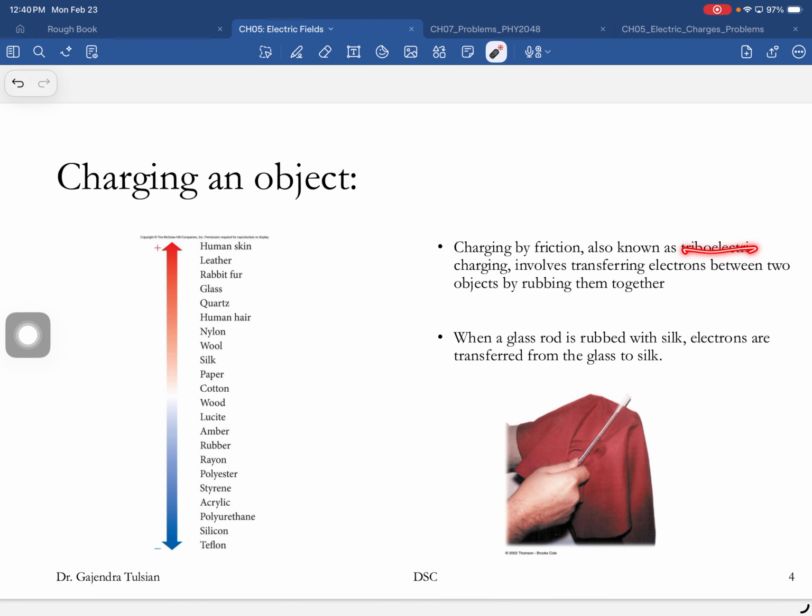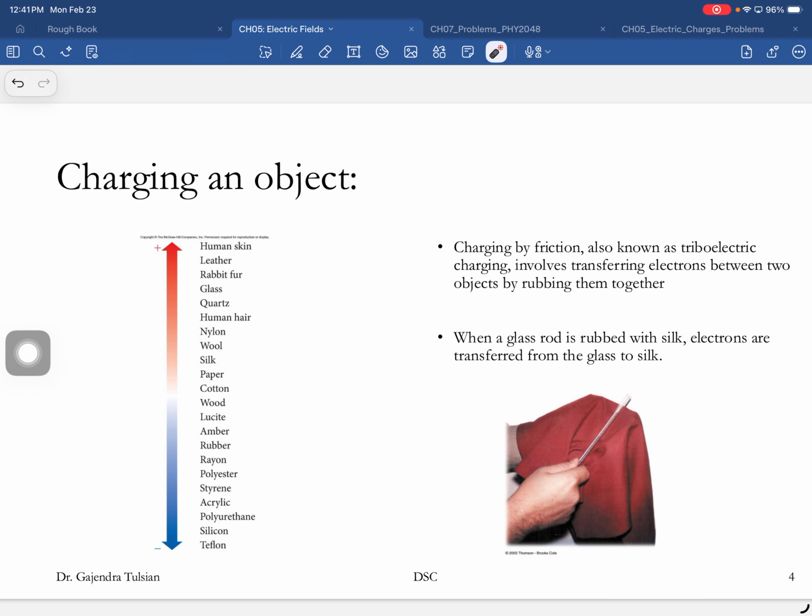Again, that's called triboelectric charging. The amount of charge transferred is very small, but since the electric force is very strong, the effects are rather dramatic. What this table lists is materials that are willing to give up electrons. These guys accept electrons, so they are called more electronegative. When you rub this against that, these will give up electrons and those will accept electrons. That's what that list is.